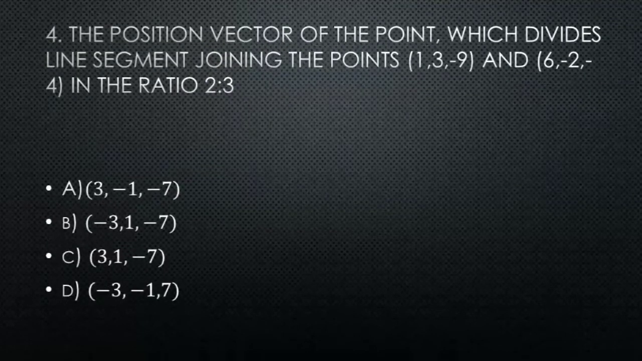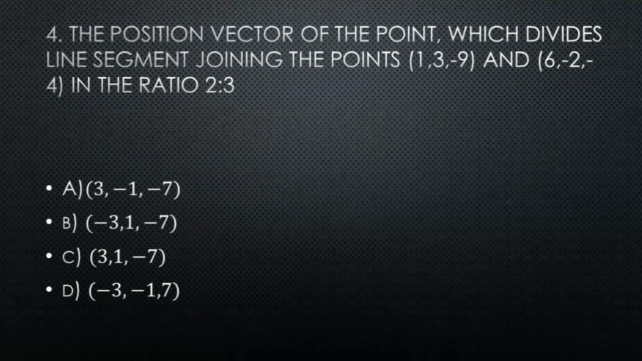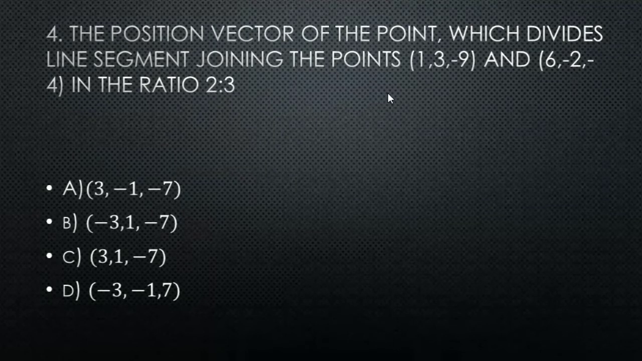See the next one. The position vector of the point which divides the line segment joining the points (1, 3, -9) and (6, -2, 4) in the ratio 2:3. That means you need to use the section formula. The section formula is (m times B vector plus n times A vector) divided by (m plus n). So you need to multiply m to the second one, plus n to the first one.